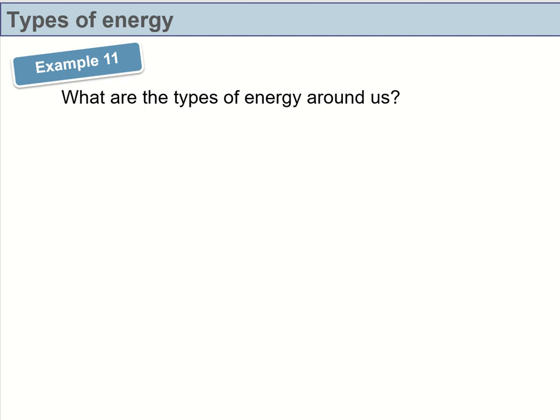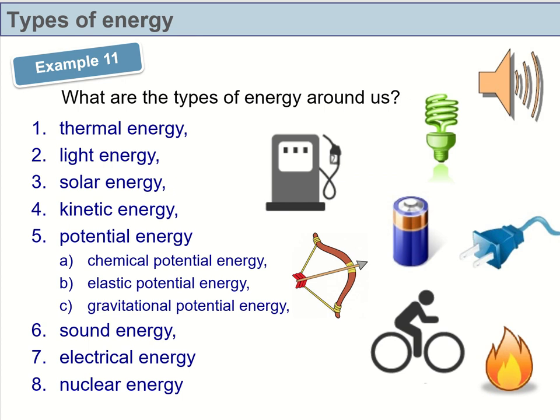So can you recall what are the types of energy around you? How many energies can you name? These are some of the common energies that you can see around us. Probably not nuclear energy, but the other 7 kinds of energy, you can see them all around you. You have to know these energies because in the later part of the chapter, you are going to learn how to convert from one form of energy to another.